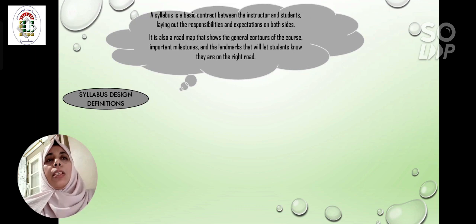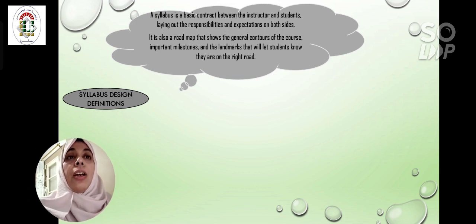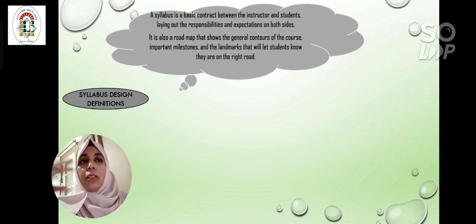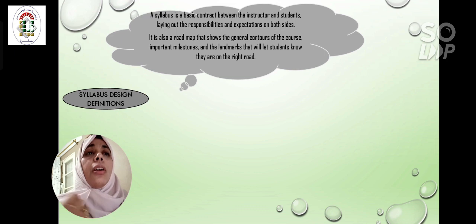A syllabus is a basic contract between the instructor and his or her students, laying out the responsibilities and expectations on both sides. It is also a roadmap that shows the general contours of the course, important milestones, and the landmarks that will let students know they are on the right road.